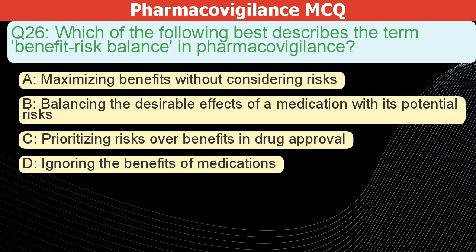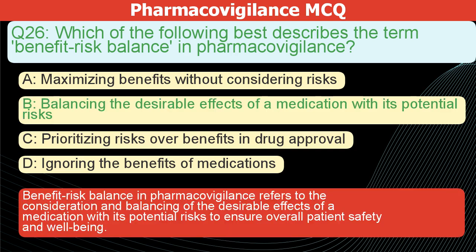Which of the following best describes the term benefit-risk balance in pharmacovigilance? A. Maximizing benefits without considering risks. B. Balancing the desirable effects of a medication with its potential risks. C. Prioritizing risks over benefits in drug approval. D. Ignoring the benefits of medications. The correct answer is B. Benefit-risk balance in pharmacovigilance refers to weighing the good effects of a medicine against its possible risks. This is to make sure patients are safe and well.